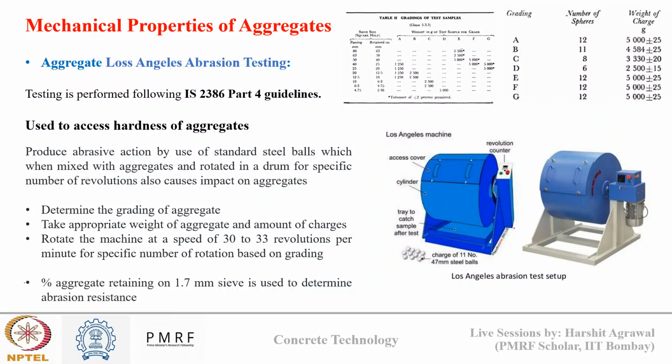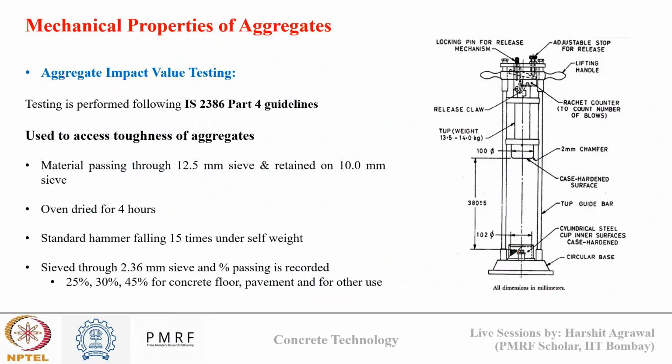Yeah, we pour a very small portion of aggregate here and we apply impact load on the aggregate. Okay, so due to application of impact load, some of my aggregates will get crushed. So again I will do the sieve analysis and I will check how much crushing happened. That will give me the impact strength of the aggregate.